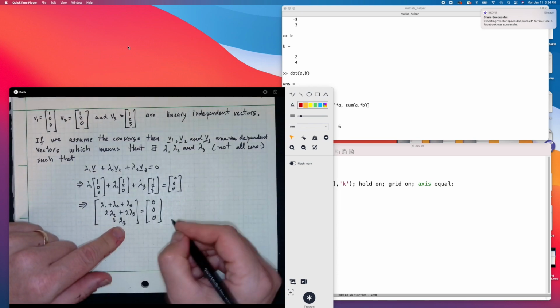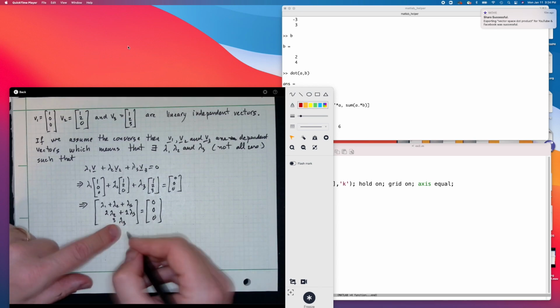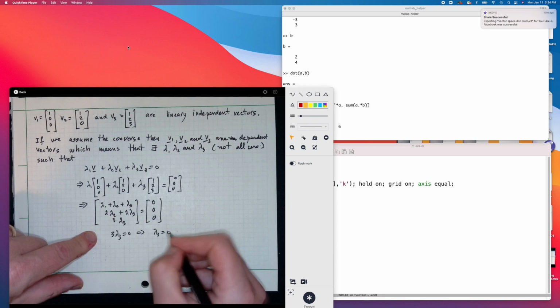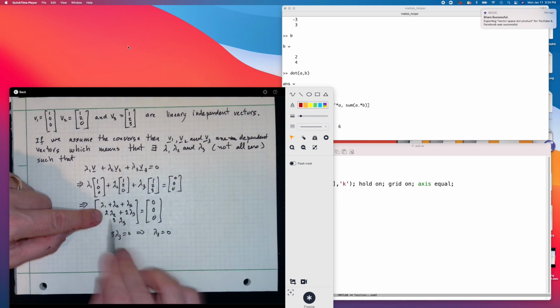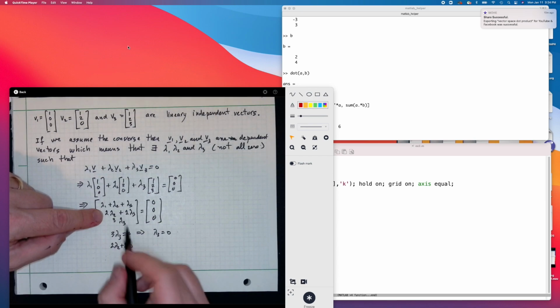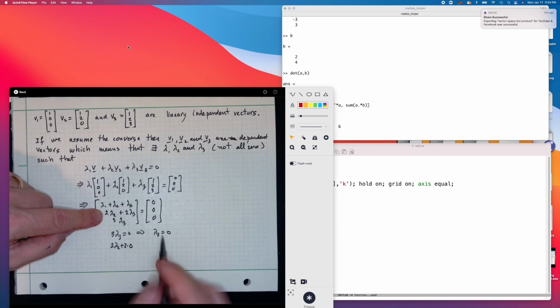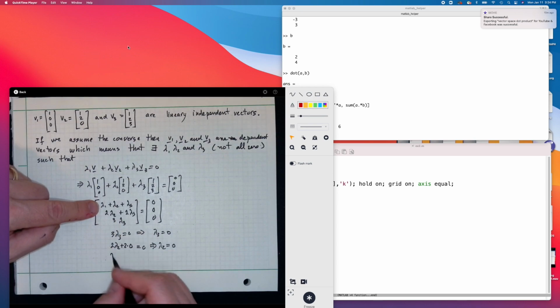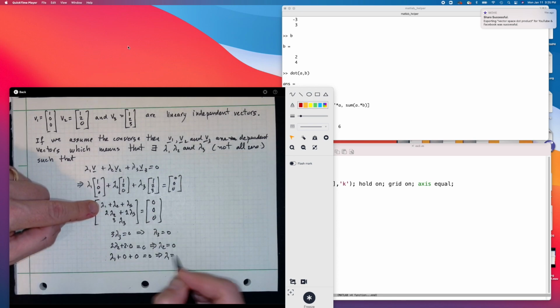If I take the last component, then this implies 3 lambda 3 equals 0, so lambda 3 is equal to 0. Now if I go to the second row, I have 2 lambda 2 plus 2 times 0, because I can back substitute lambda 3, which I already know is 0, and this has to be equal to 0. And so therefore lambda 2 is also 0. And now if I back substitute in the top row, I have lambda 1 plus lambda 2, which is 0, plus lambda 3, which is also 0, is equal to 0. So lambda 1 equals 0.